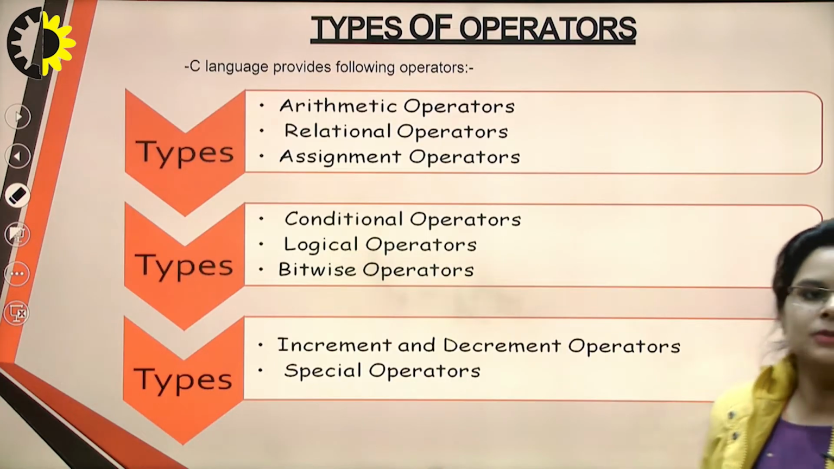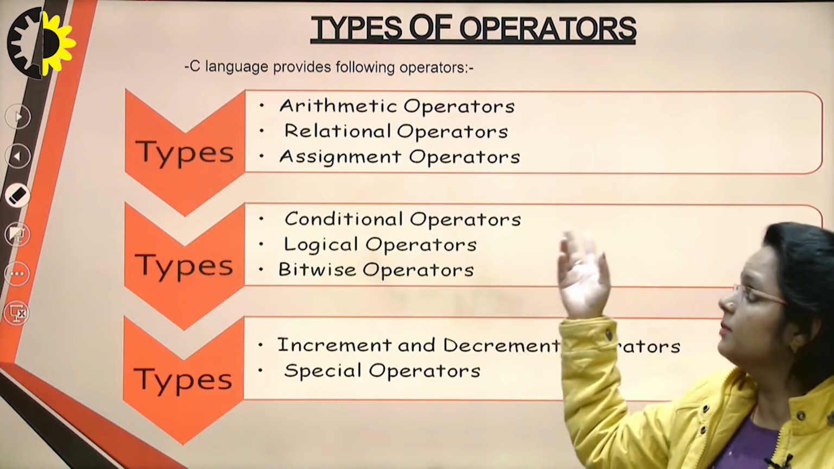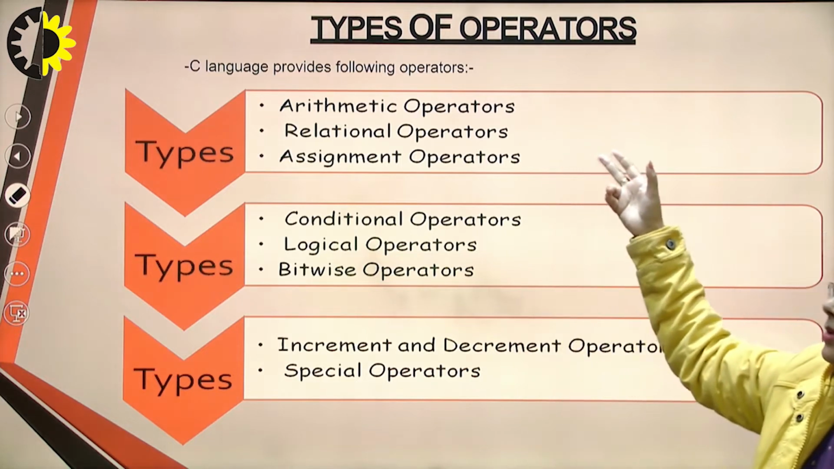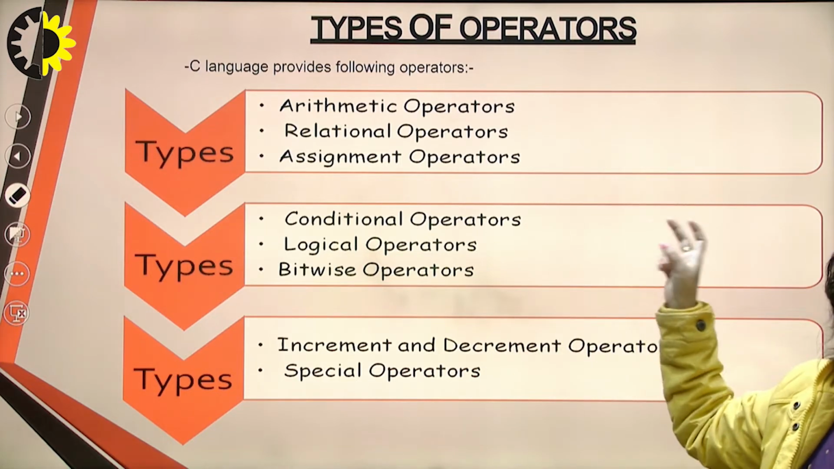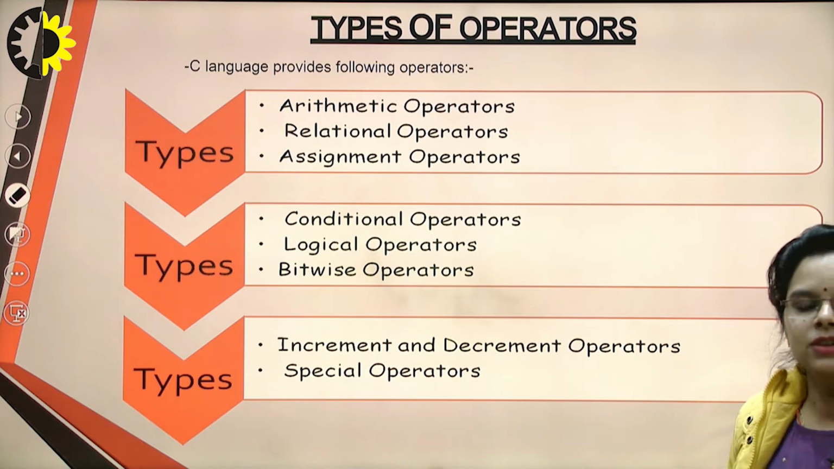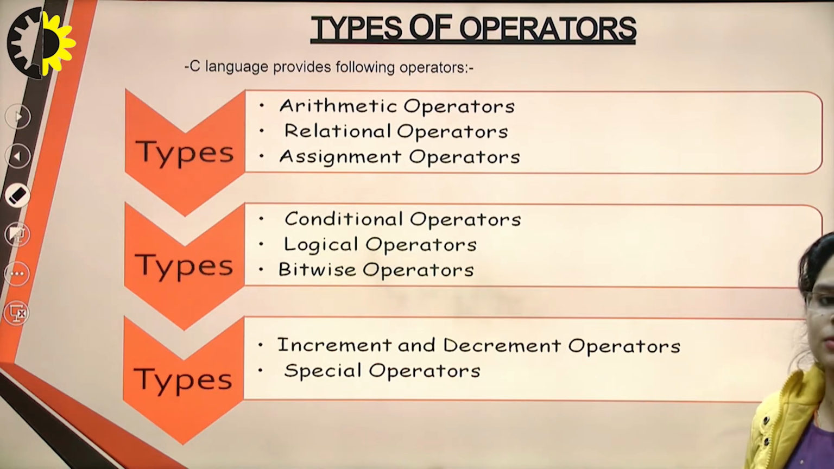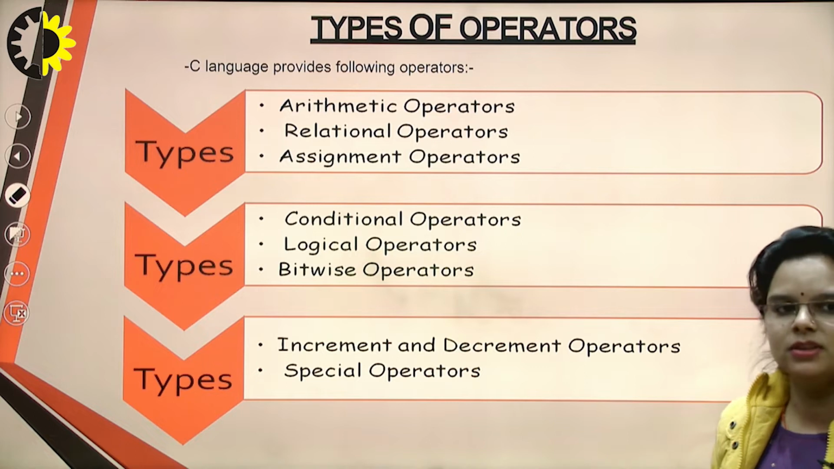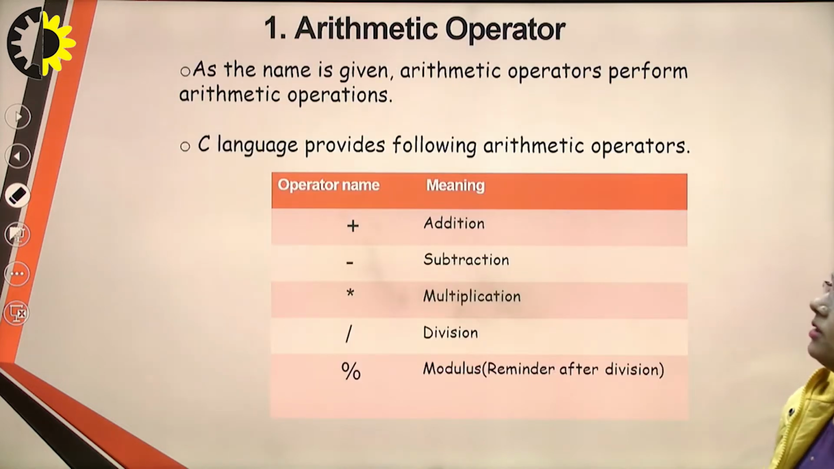So we have various types of operators. First is arithmetic operators, relational operators, assignment operators, and the type 2 are conditional, logical and bitwise operators, and the type 3 are increment, decrement operators and special operators. So we will discuss all these operators one by one.